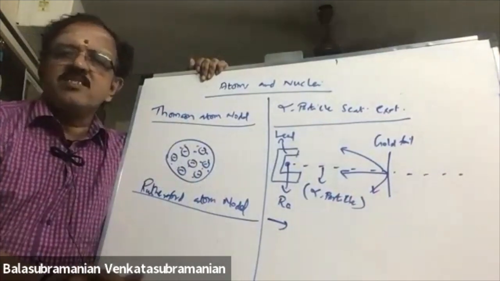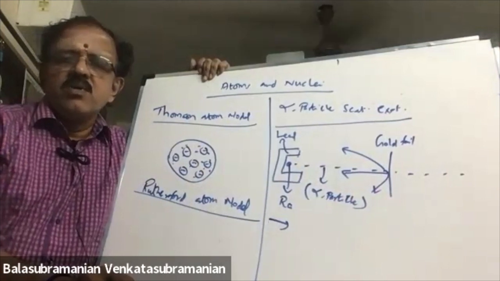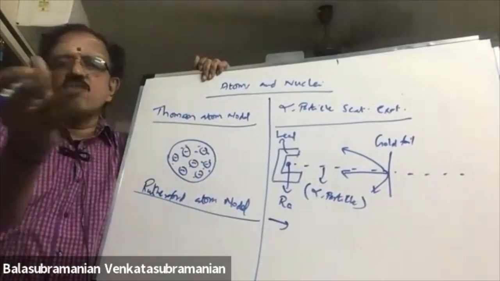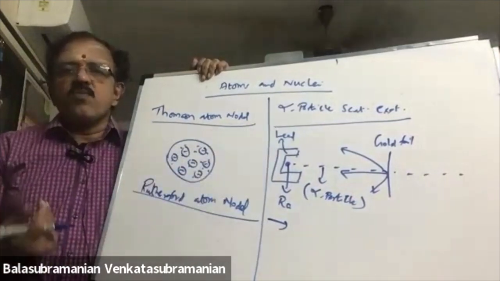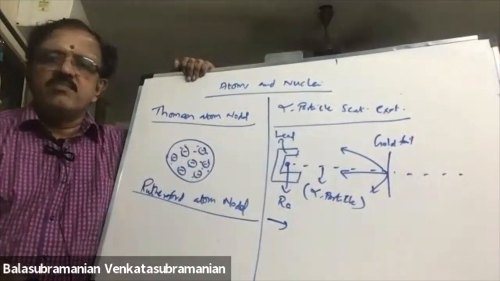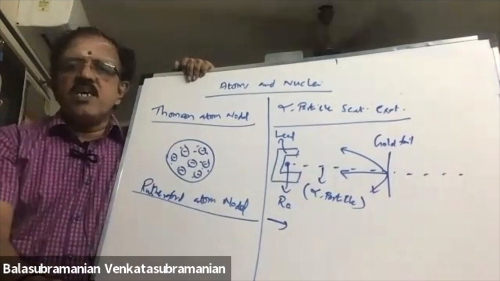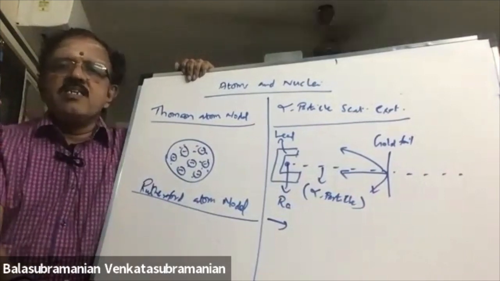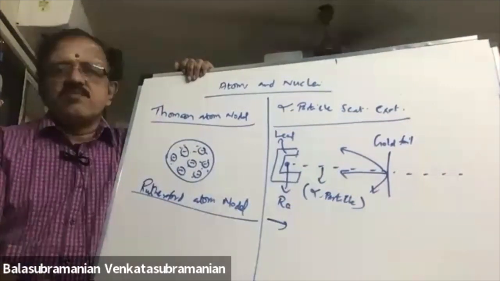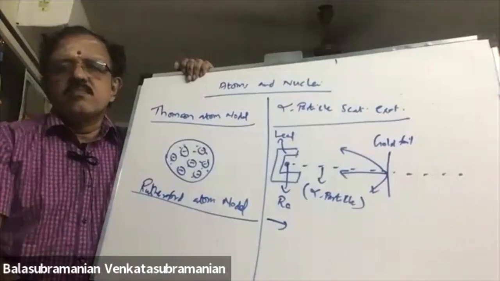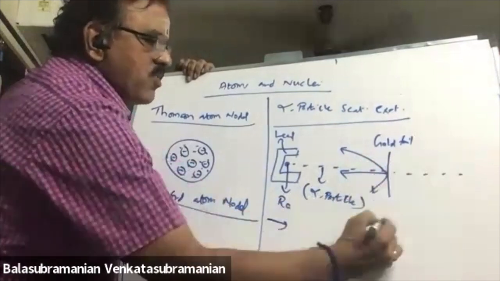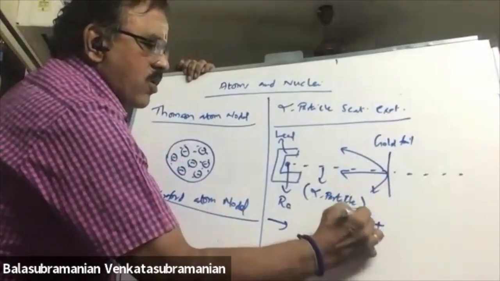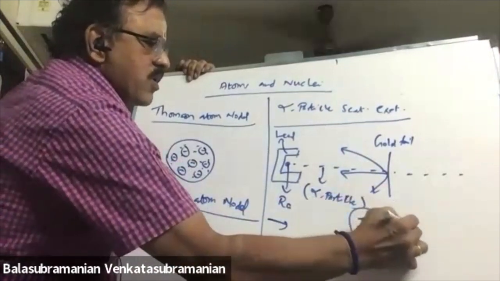What is the meaning, sir? Why is it happening? Most of the alpha particles passing through, you can understand that. But why are a few exactly repelled? Why are you using the word repelled? Later on, we will see alpha particle is a positively charged particle. Rutherford observed there exists a positively charged core called nucleus.